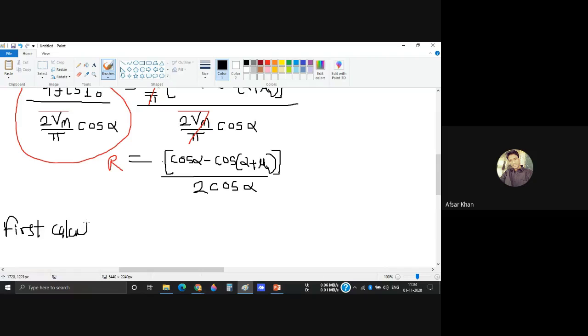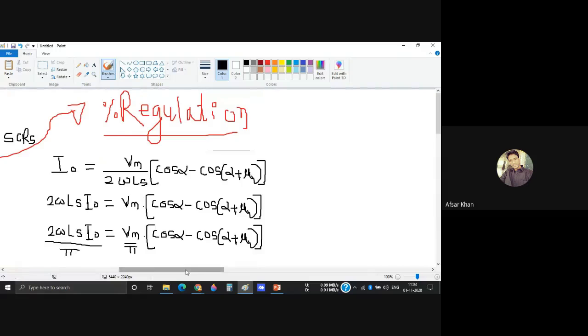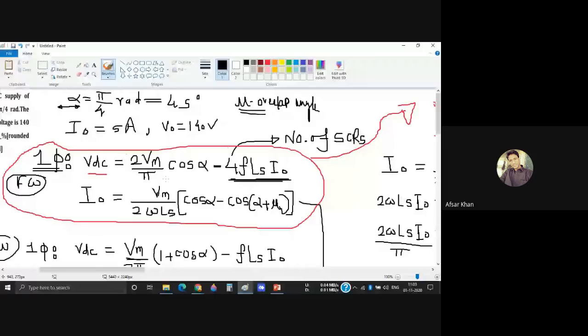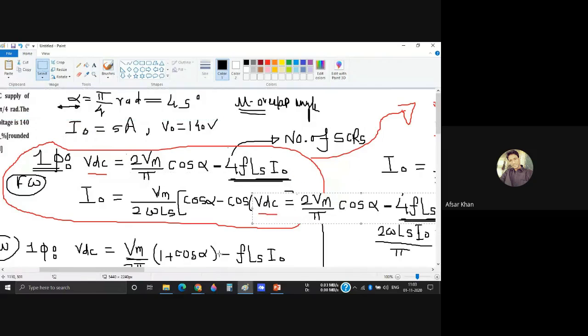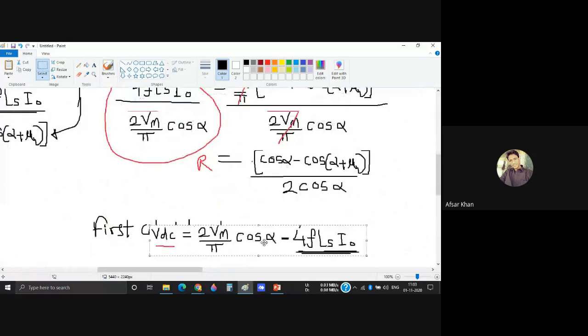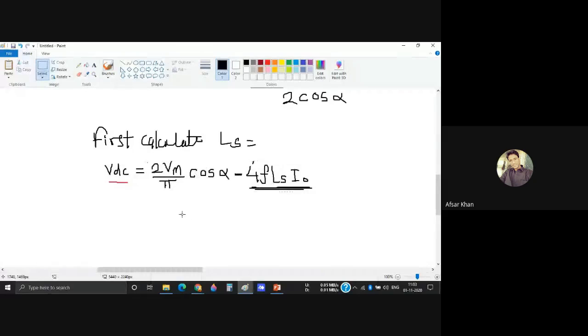Calculate LS, the source inductance. From where can we calculate LS? From the equation of V naught. What is V naught? Twice Vm by pi cos alpha minus 4 f LS I naught. You can say it is VDC or V naught. From here we can calculate LS.